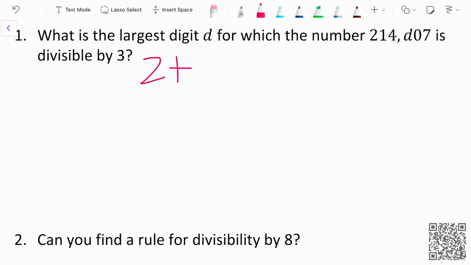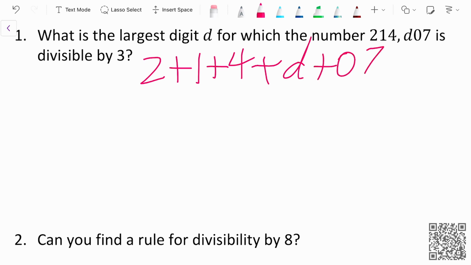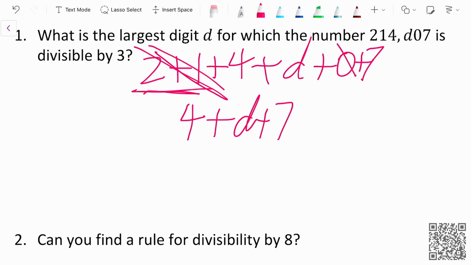So if we wrote that out, for this number, it would look something like this. You add it all up. And the 0 you can basically get rid of because the 0 contributes literally nothing. And there's another little pattern that you can notice here, that 2 plus 1 is 3, so you can get rid of that because 3 is just adding on. It's basically dead weight, just like 0. And 3 is divisible by 3. It's not really contributing to the divisibility rule. So you can basically get rid of that. So now you're stuck with 4 plus D plus 7 has to be divisible by 3.